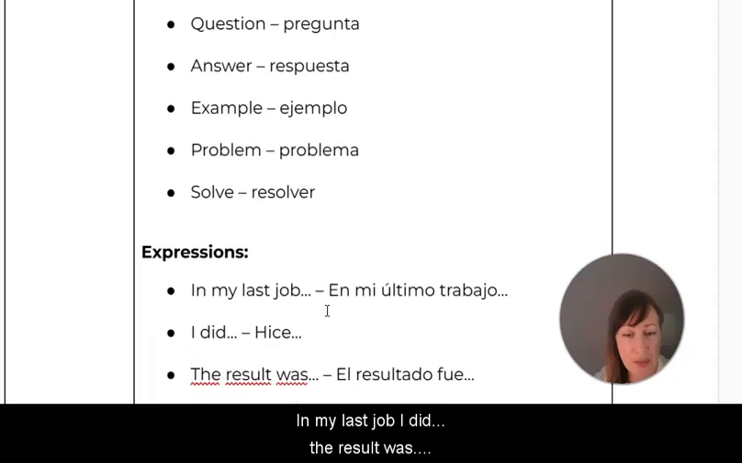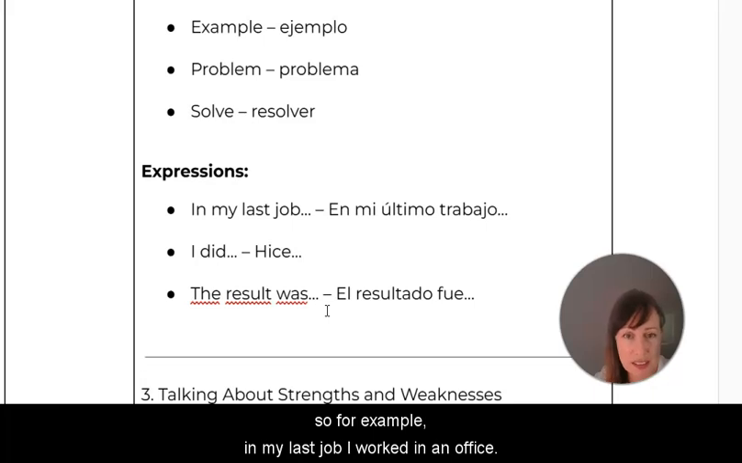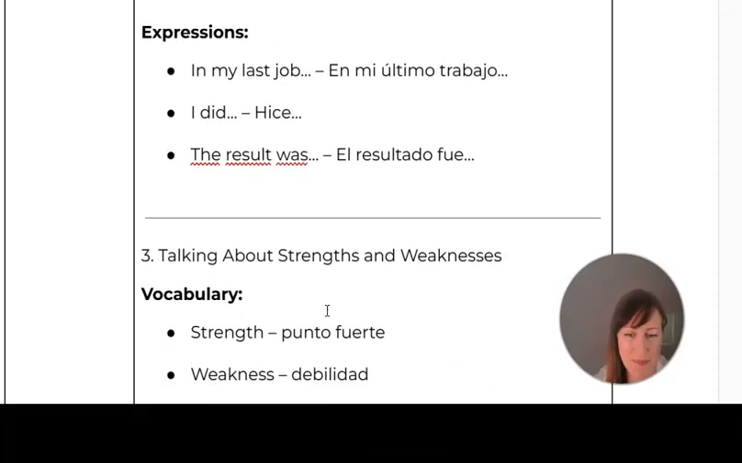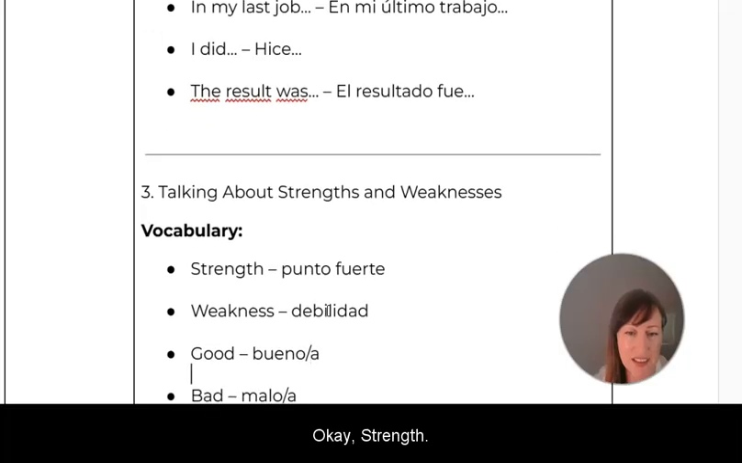In my last job, I did, the result was, so for example, in my last job I worked in an office. I did paperwork, administration. The result was fantastic. Strengths, fortalezas, and weaknesses, debilidades. Okay, so my strength is my organization. My weakness is my lack of organization, for example.